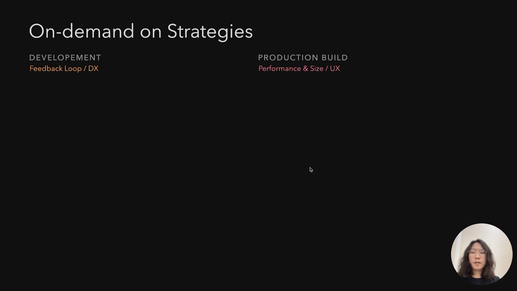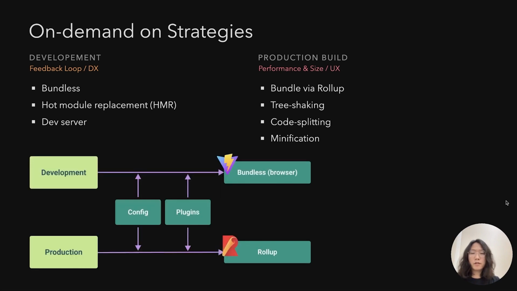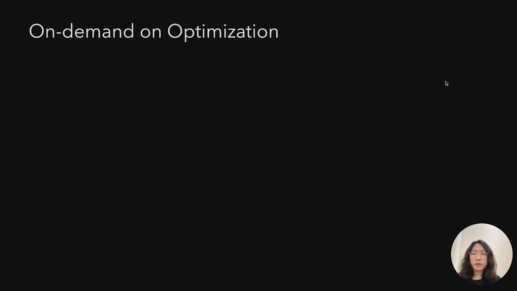So in development, Vite offers bundleless, hot module replacement, and a dev server to make those things happen on demand. On the other hand, in production, Vite uses Rollup to bundle the app, and provides optimizations like tree shaking, code splitting, and minification. On top of that, even though there are two different strategies, we still make it consistent by providing shared configurations and a plugin system.